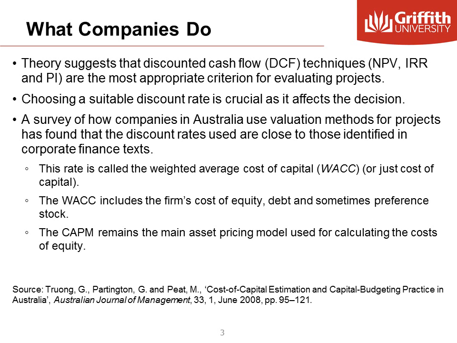A survey of how companies in Australia use valuation methods for projects has found that the discount rates used by managers are similar to those recommended by the corporate finance texts. In the conclusion, the authors note that the cash flows for the project are discounted using a rate called the weighted average cost of capital, or WACC, sometimes just referred to as the cost of capital, which includes the cost of equity, preference shares, and the cost of debt for the firm on top of the cost of ordinary equity.